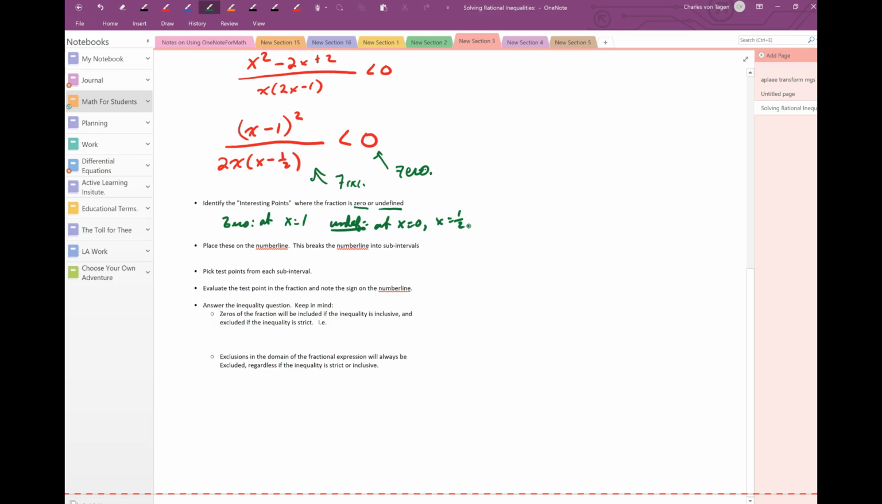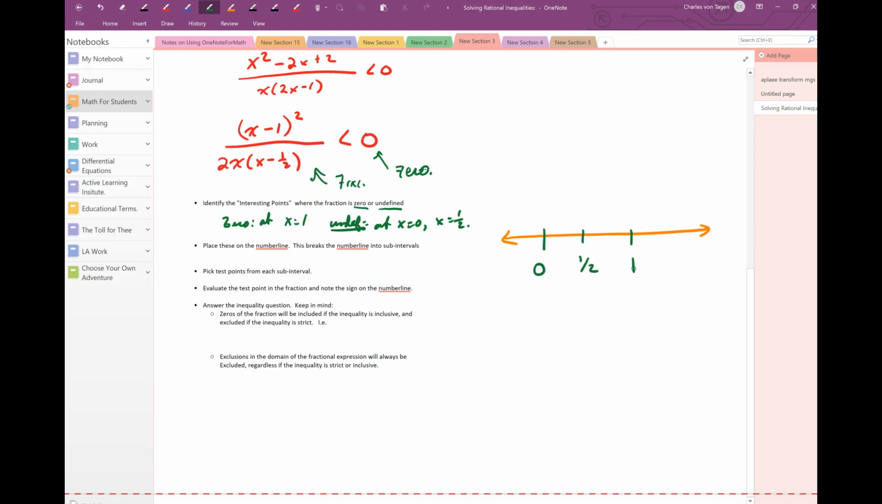Okay. So then I say to put all these points on a number line, so let's go ahead and do that. We'll make ourselves a number line, and on the number line we'll put the 3 interesting points. So let me put 0 here. We'll put 1/2 here, and then we'll put 1 here.